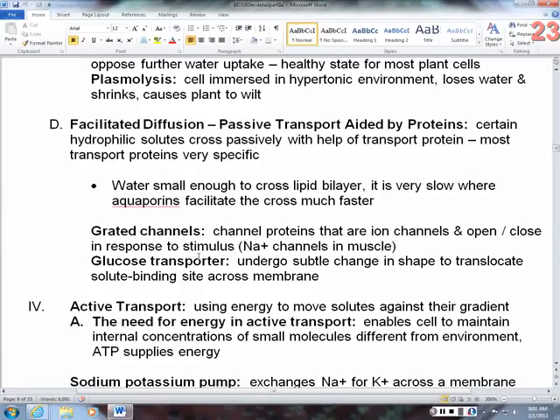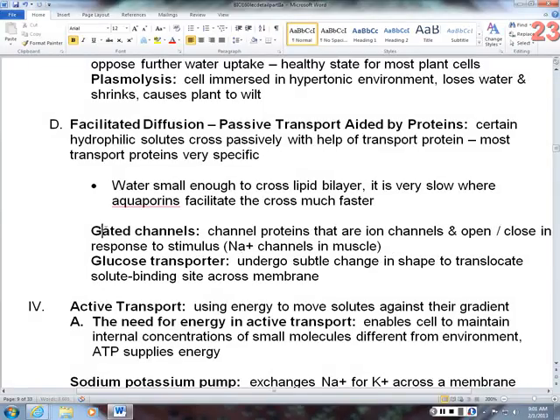The gated channels, not grated, are going to be channel proteins that are ion channels that will open and close in response to a stimulus. This is what your sodium channels are in a muscle. So they've got a gate. It's only going to move things one way unless the gate opens, and a stimulus can cause the gate to open. So with your muscles, when you send the nerve message down to open the gate, the sodium channels open and that allows the muscle to contract. When that message is not coming from your nerves, it stays closed and it just keeps moving sodium out. You actually spend about a third of your daily calories moving sodium out of your muscle cells.